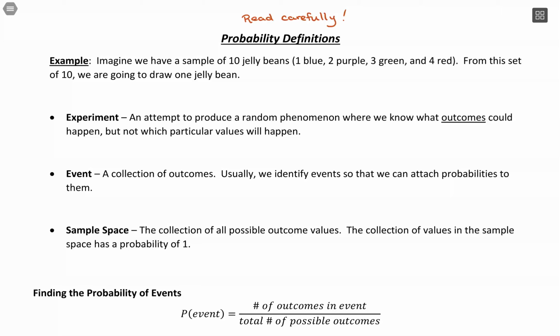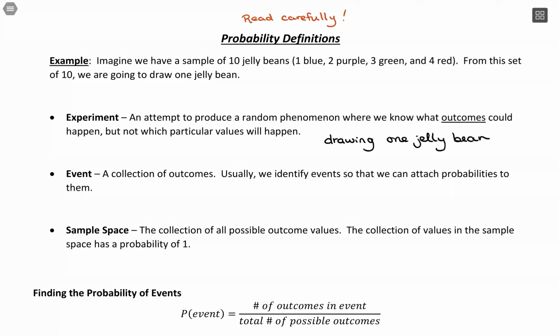So some terminology here. Experiment is the overall action that we're doing here. So we're trying to produce this random phenomenon. When I stick my hand in the bag of jelly beans and draw something out, it's random what's going to show up. I have an idea of probabilities of what should happen, but what actually happens is completely random. So in this case, the actual experiment is drawing 1 jelly bean. So picking a jelly bean out of this bag would be our experiment.